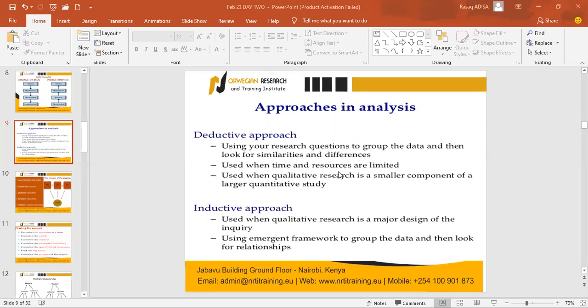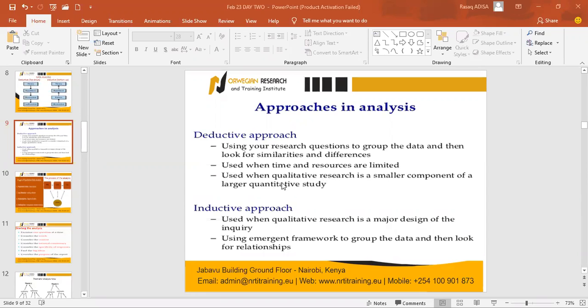Use it when time and resources are limited. When you don't have time, you can use deductive. All you need to do is just go to literature, go to theory, see what they have identified as the impact of climate change. Use them to form your research question for your participants. When they are back, all you need to do is look for answers to those questions which you borrowed. So when there are limited resources and time, to avoid wasting time, you can quickly use deductive.